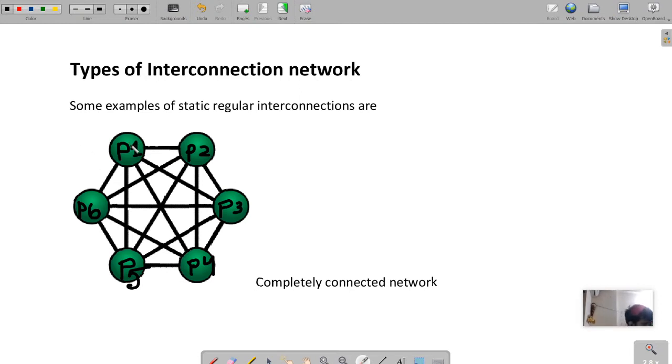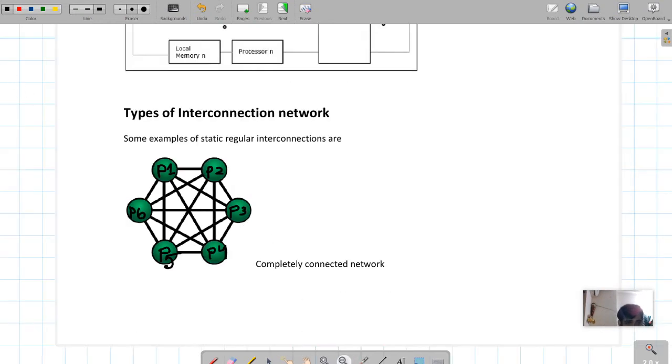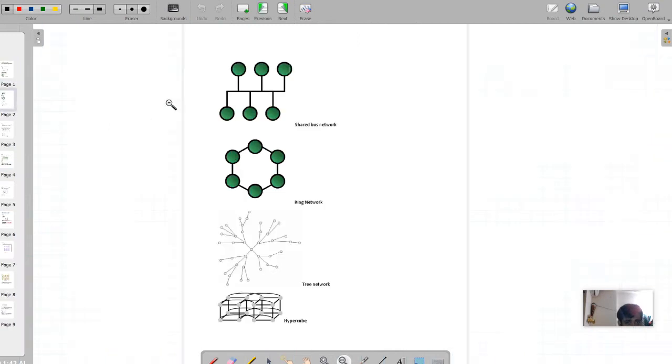So give it a thought and try to figure out what can be the advantage of this kind of interconnection network, and what can be the disadvantage. If you can figure out any disadvantage, write it in the chat box. And let's move to the next diagram.